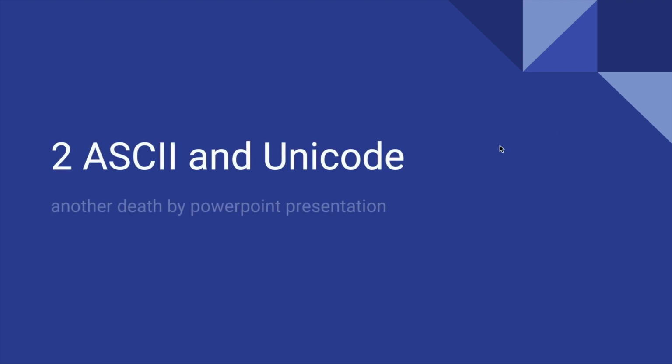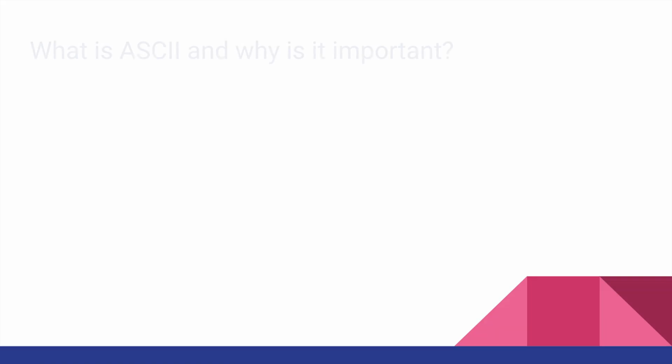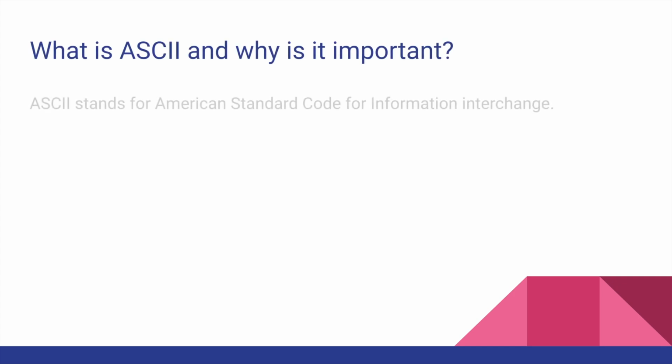So let's take a look at ASCII and Unicode. Once again, section 9.4.2, another death by PowerPoint presentation. So ASCII and Unicode are looking at how our ones and zeros go to represent different styles of text. We have to start with ASCII.